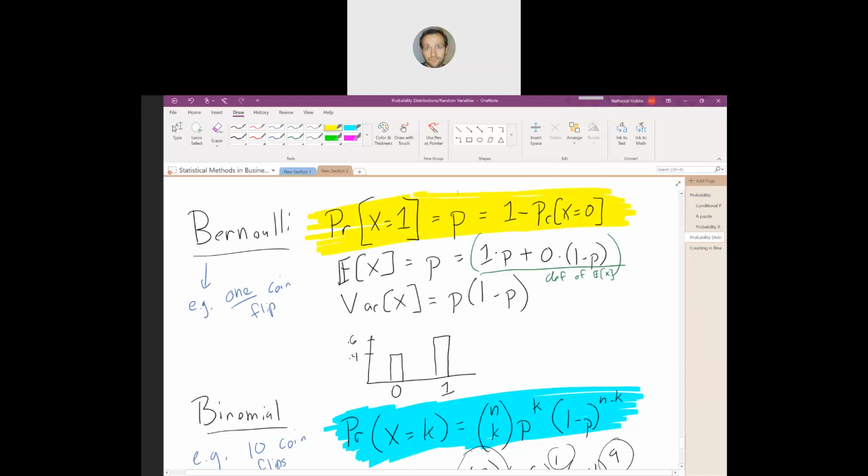The names here don't matter as much. As long as you get the idea, it's fine. So Bernoulli, flipping a coin. Binomial, flipping the same coin many times.